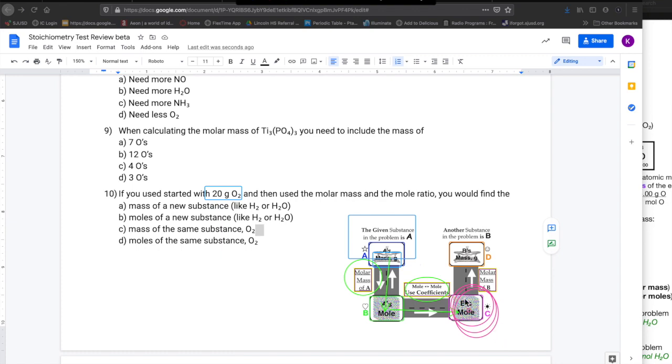We would have been at moles of some other substance. So we'd be at moles of a new substance. Then the new substance is not O2, it's something like H2 or O2. All right, I'm going to stop this for a second, but that's the end of the multiple choice. And we're going to use all those ideas to do the calculations in the next section, the mixed problems.